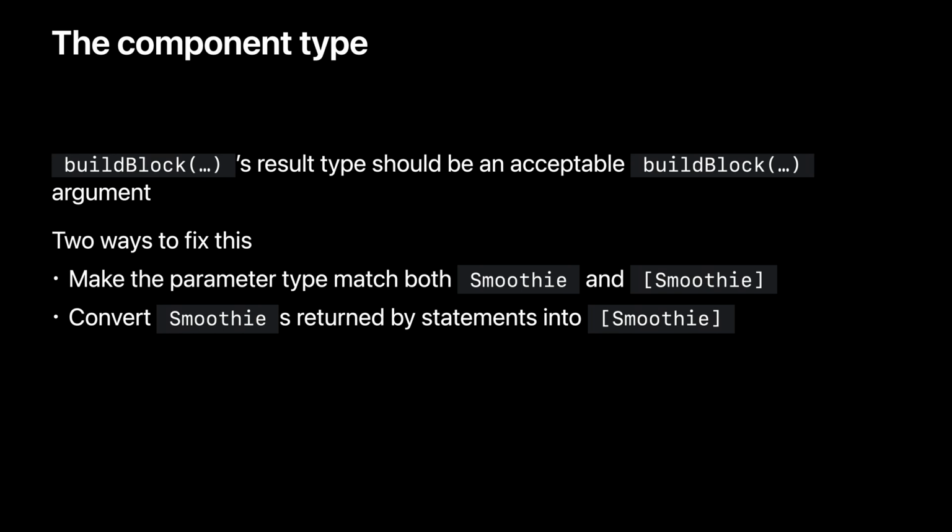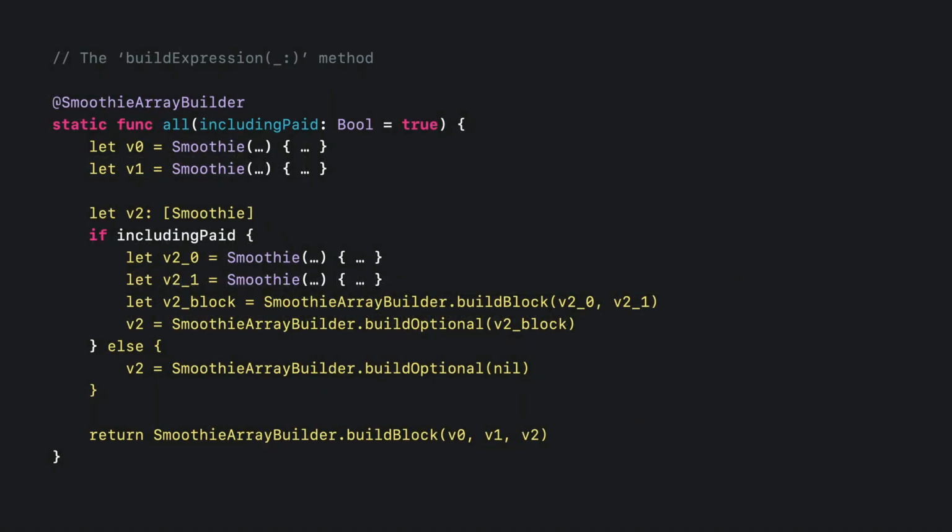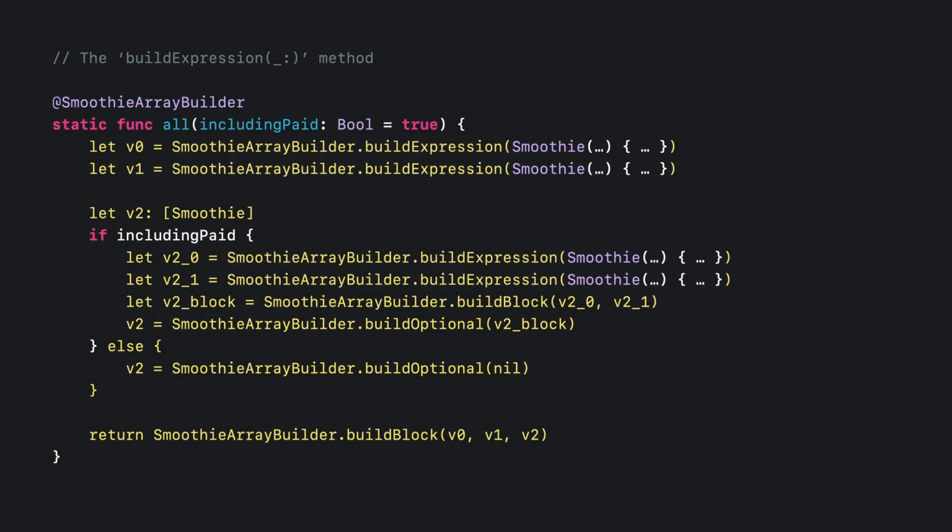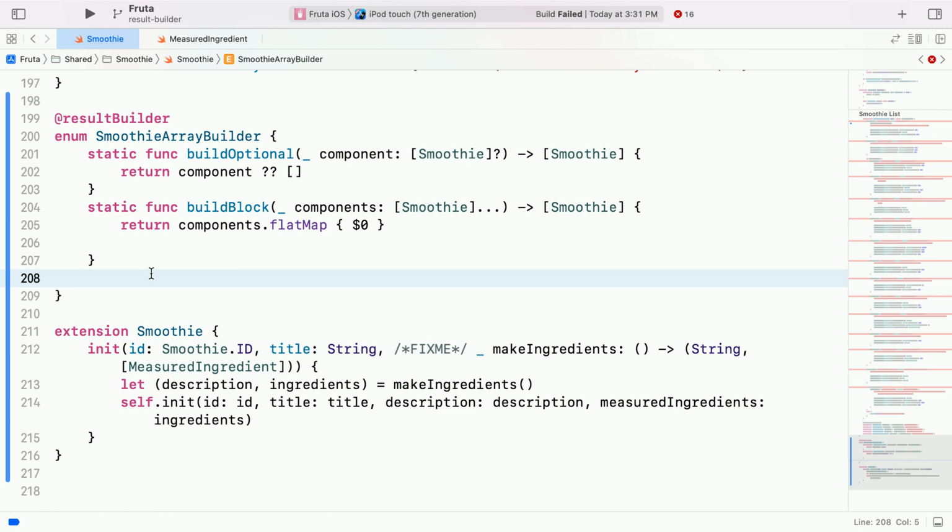We can do that by adding a method called buildExpression. When we add a buildExpression method, Swift passes each bare expression to that method before it captures it into a variable. That will give us an opportunity to convert those into arrays. But values that come from other result builder methods, like the ones produced by buildOptional and buildBlock, don't get wrapped in these calls, so they won't have this conversion applied to them. Which is good, because they're already returning arrays. So what we're going to do is implement a buildExpression method.